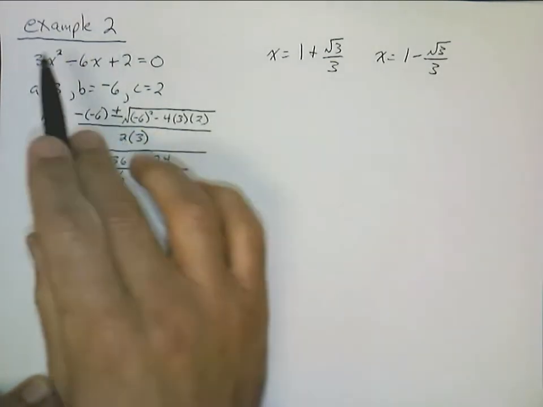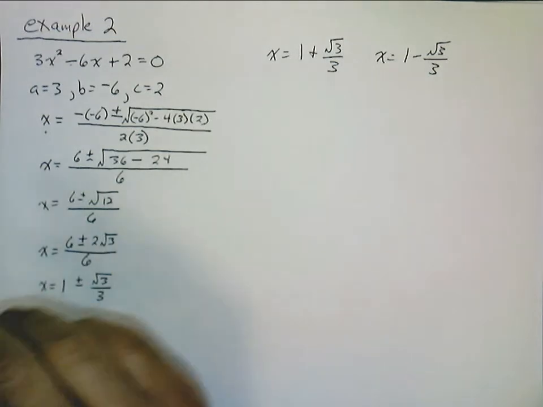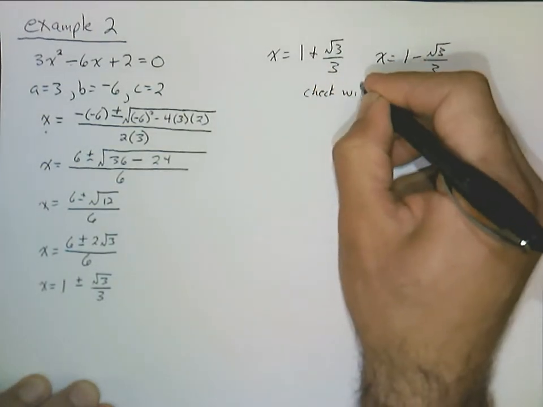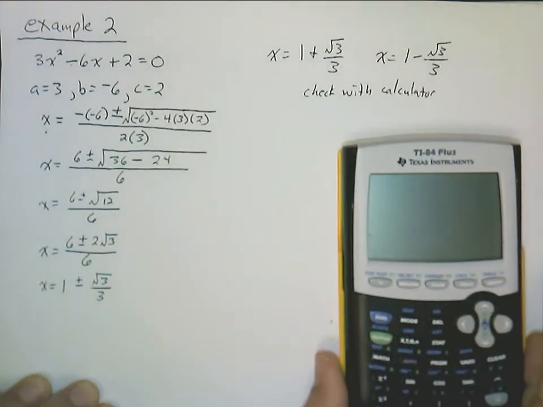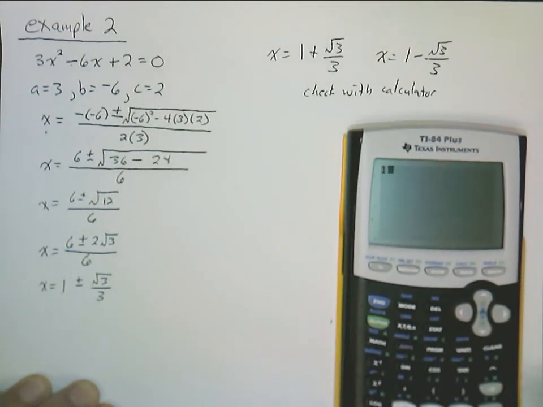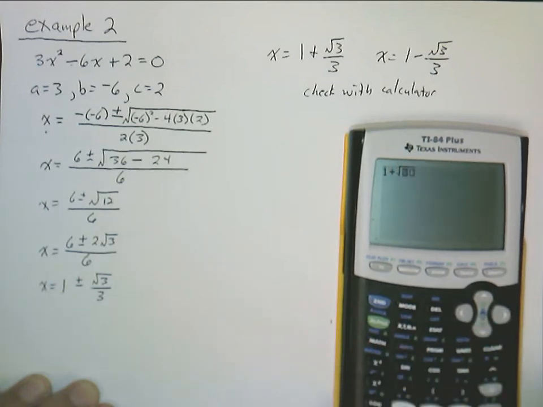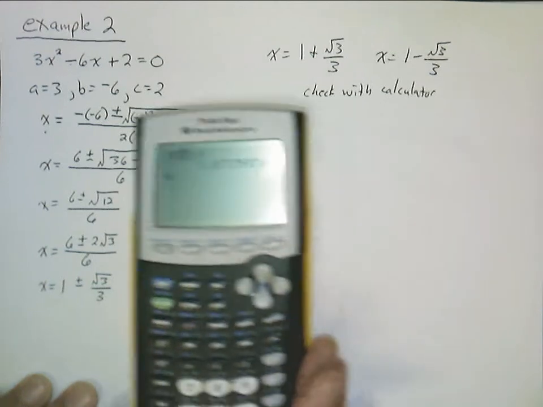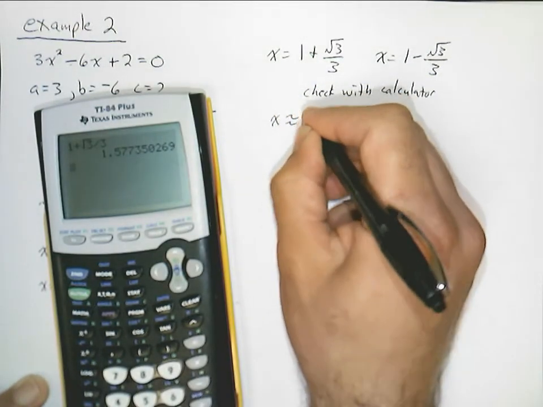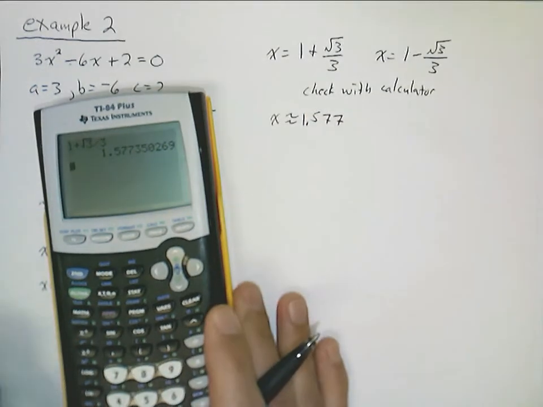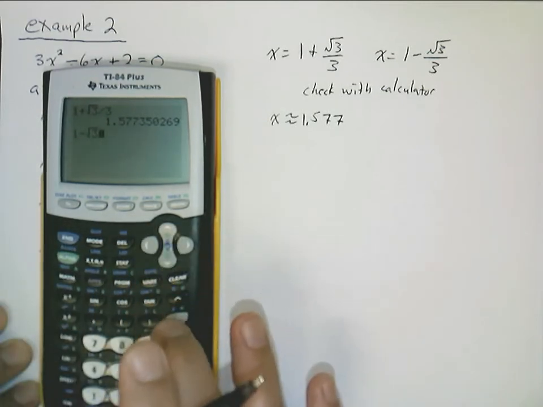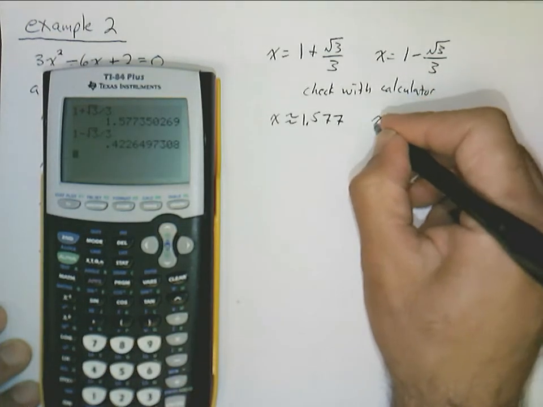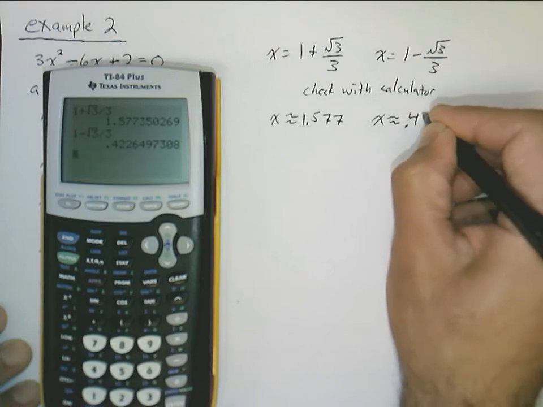Now we could plug these back into the original equation. It's going to get a bit cumbersome. So another thing we can do is just check with a calculator, which we've kind of already seen before. Just get the approximate values here. So we've got 1 plus the square root of 3 divided by 3. 1.577. So here x is approximately 1.577. Now if we do a minus version, 1 minus the square root of 3 divided by 3. X is going to be approximately 0.423.